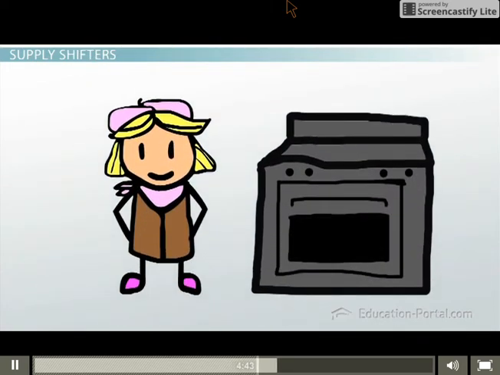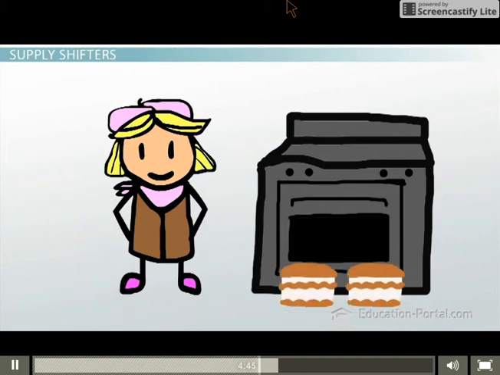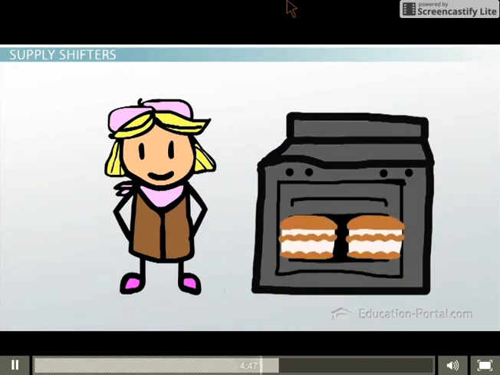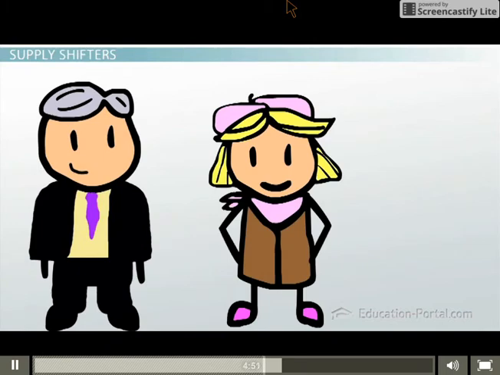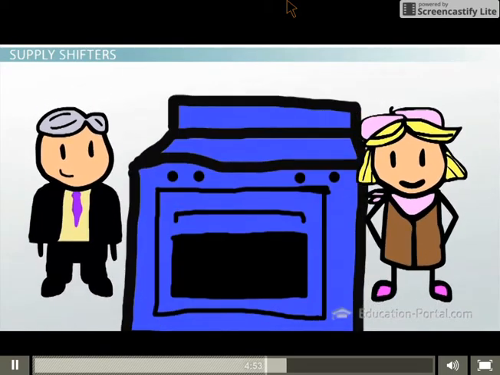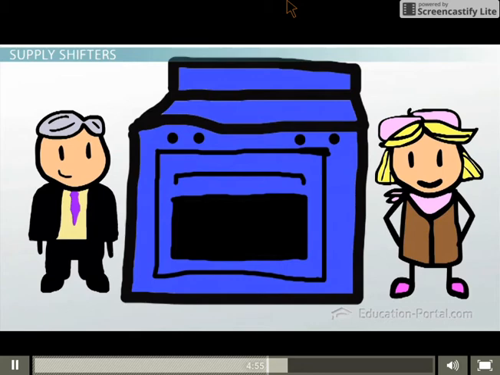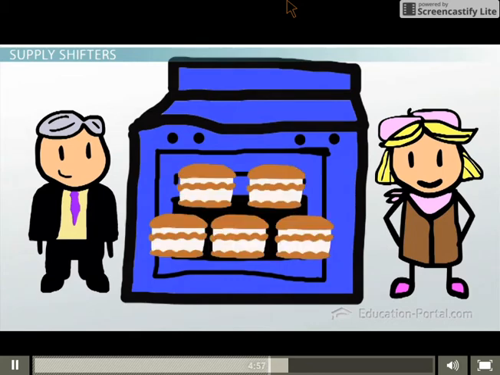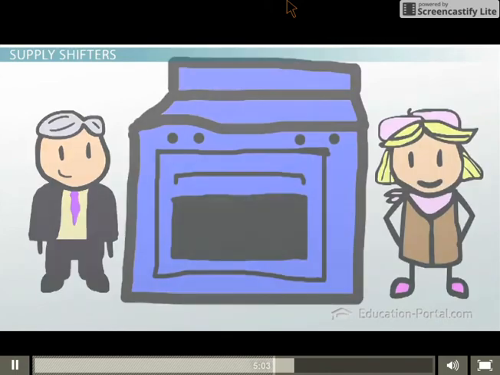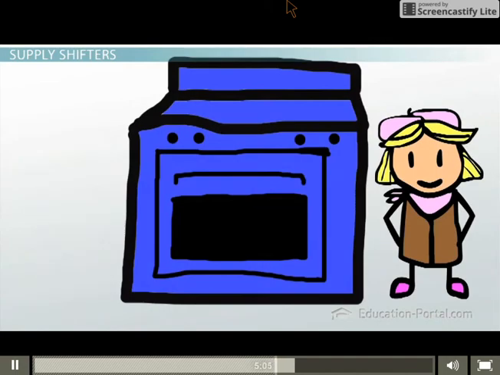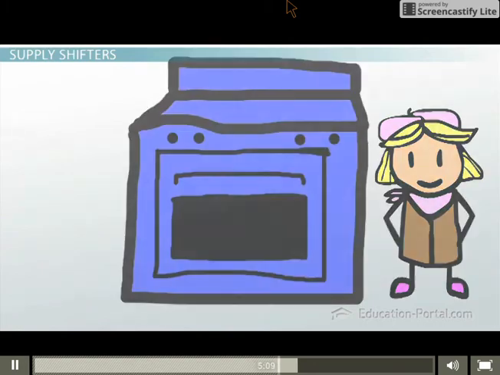Mandy also has special ovens that enable her to bake 2 cakes per oven at the same time. But Ray, an oven salesman, shows up at Mandy's door and offers her a new and improved oven that enables her to bake 5 cakes per oven. Wow. This is an example of improvements in technology. If Mandy buys the new oven, this improvement means her business can supply even more cakes to the market.